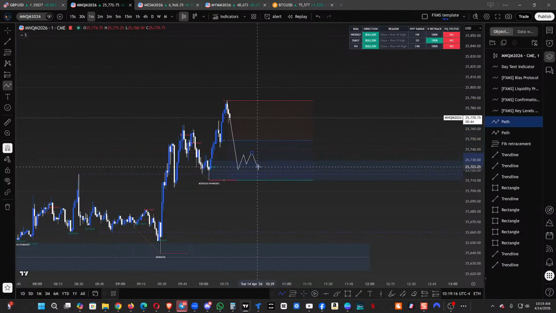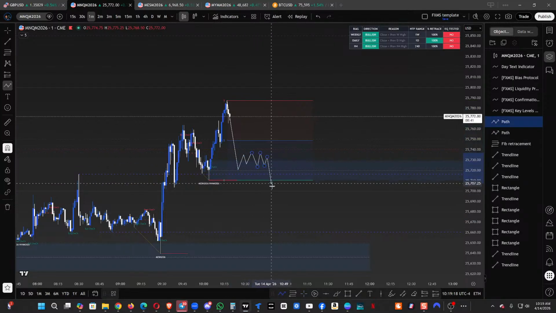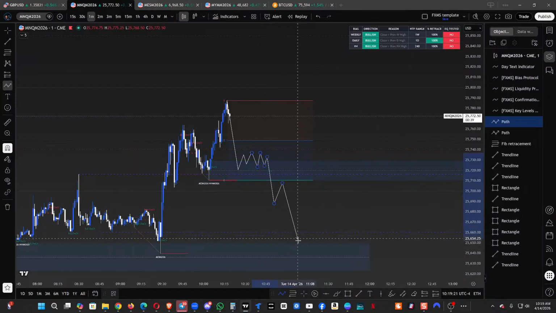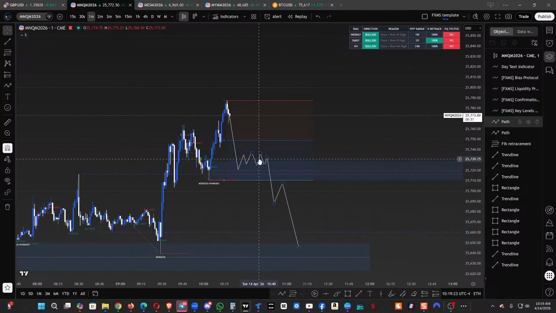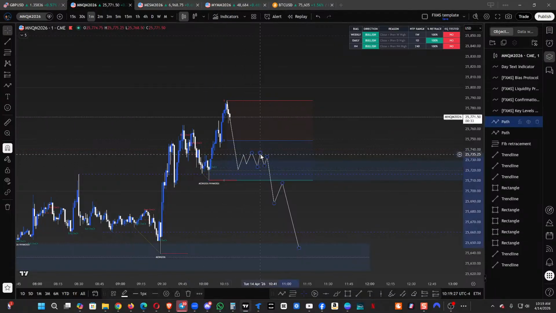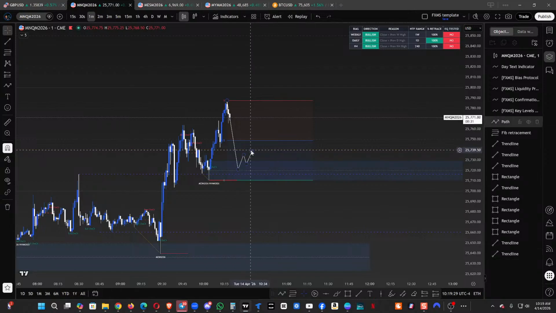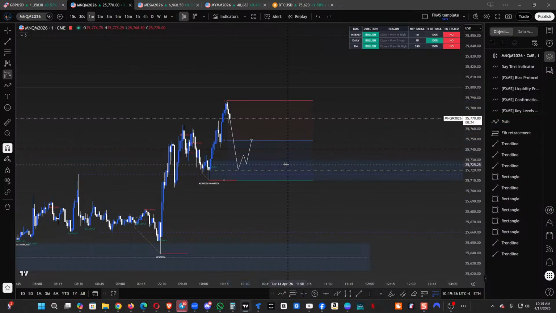So it could just kind of mess around here and consolidate. If we don't see that closure above this level here, then it's likely going to do something like this, right? And then just continue down to maybe the next level. So we want to see it really confirm with the reaction that we get from that level. And then if we get the closure above, right, then we can look to enter.